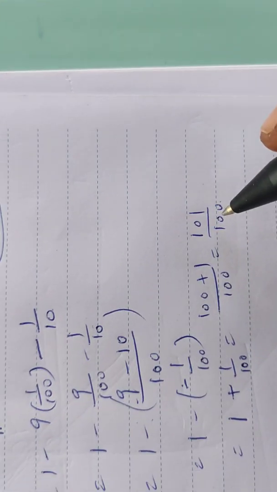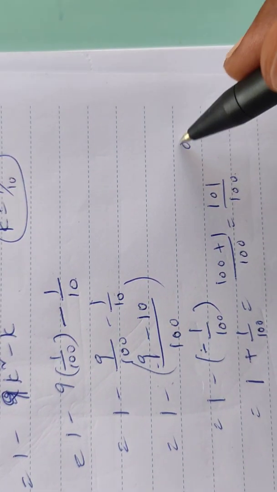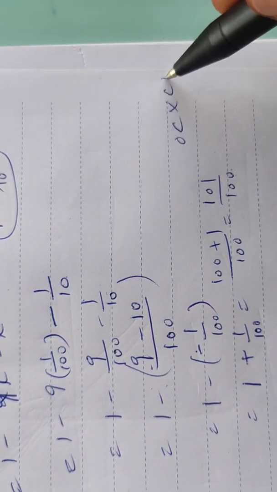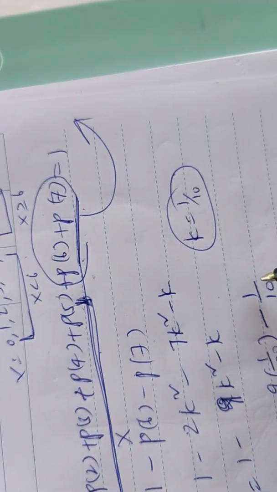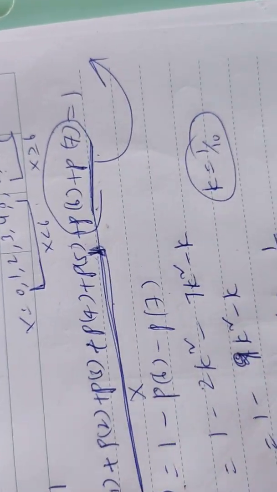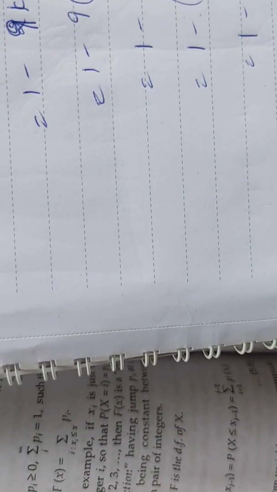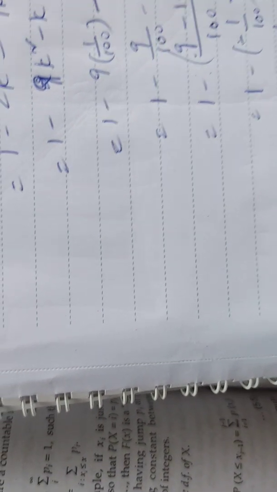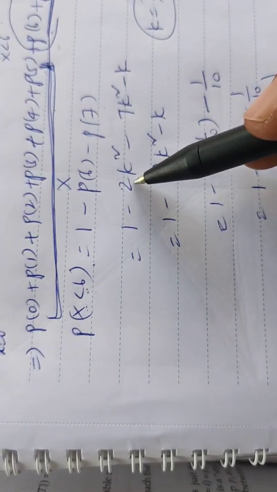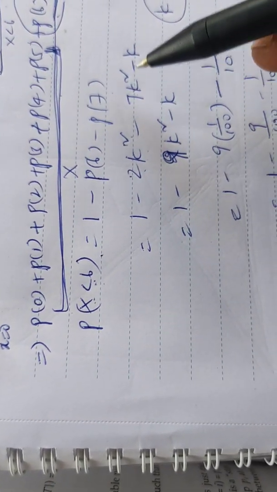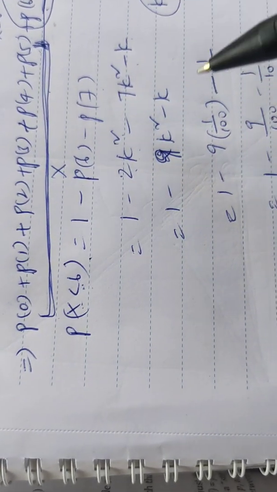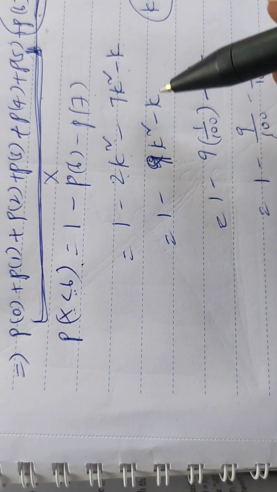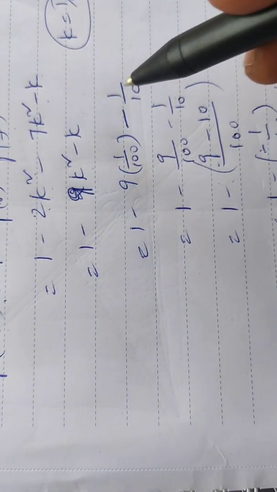Why is it 101 by 100? It should lie between 0 and 1, that probability value. We check it from the start. Here, probability of x equal to k is 2k square, the other one is 7k square plus k. So 2k square minus 7k square minus k, so minus 9k square minus k. K is 1 by 10.